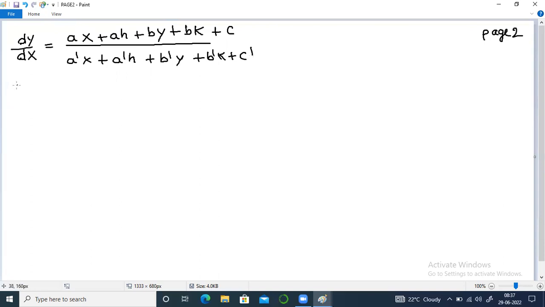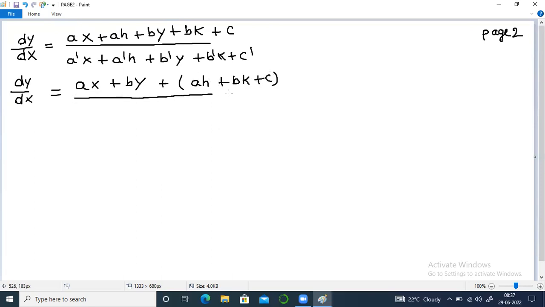Now the same equation I am writing in this form, and I am still going to solve it. A capital X and b capital Y, the first term and the third term, I am taking. The remaining terms I am writing here: a h plus b k plus c, over a dash X plus b dash Y, the third term I am writing in the second place, plus the remaining terms a dash h plus b dash k plus c dash.